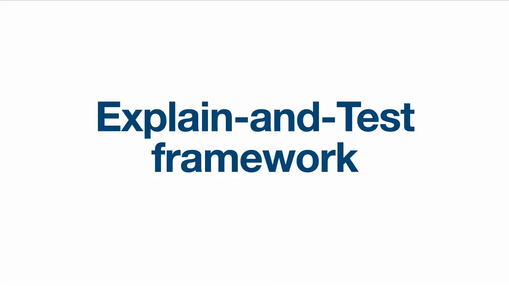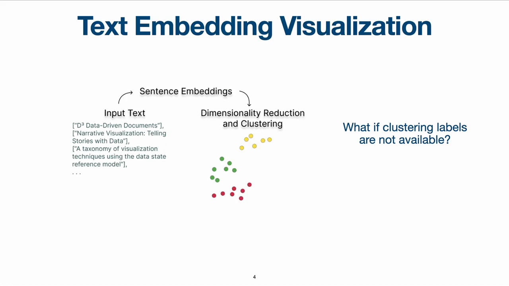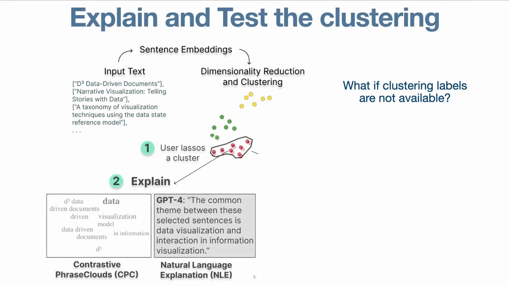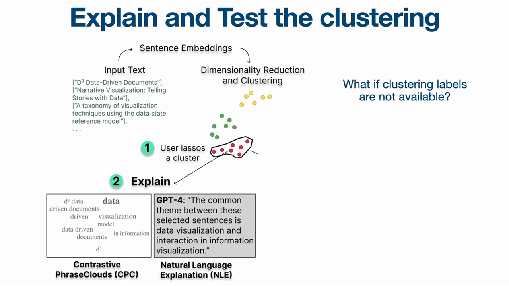Let us first look at the Explain and Test framework. We generate a text embedding visualization by parsing the text first and converting the sentences into high dimensional vectors called sentence embeddings that we then project and visualize into 2D space. Using a clustering algorithm like k-means or DBSCAN, we can cluster the text projections into different groups. A user can then lasso a cluster of their choice, and our framework can generate natural language explanations for the clustering and also visualize the most important phrases that separate the cluster from the rest.